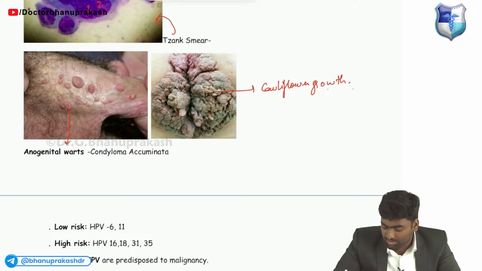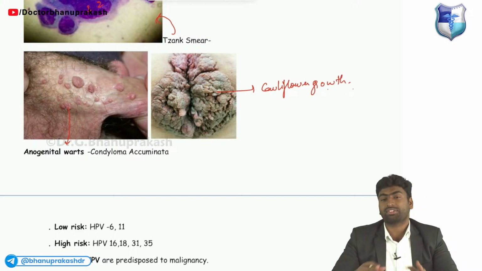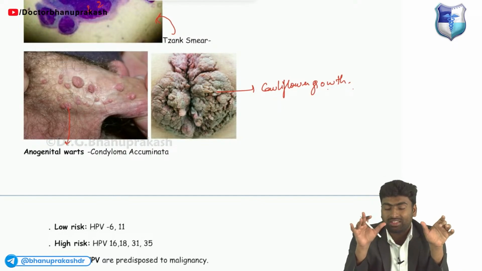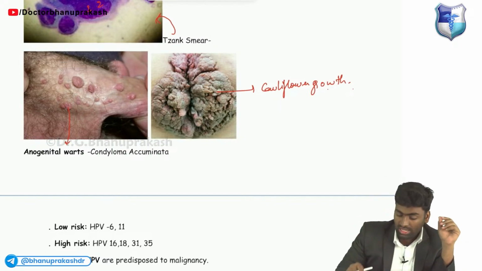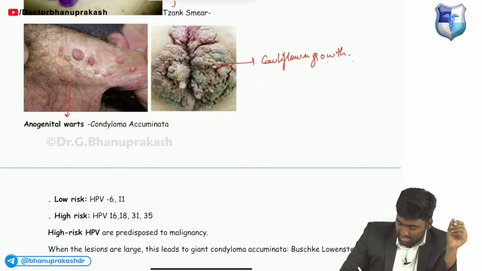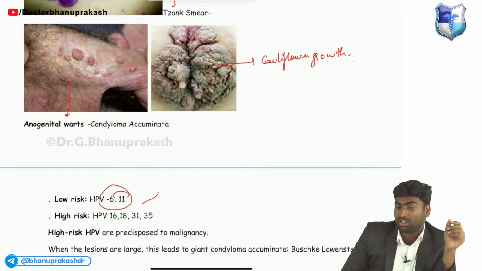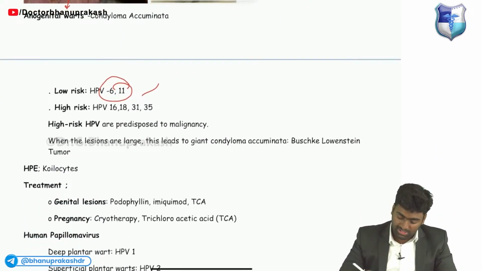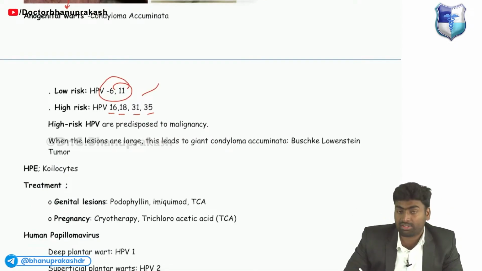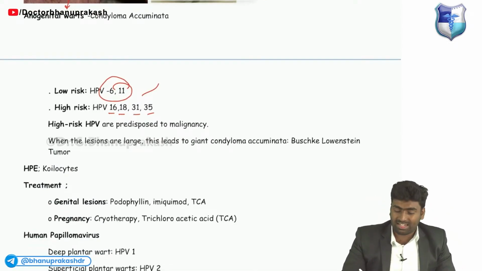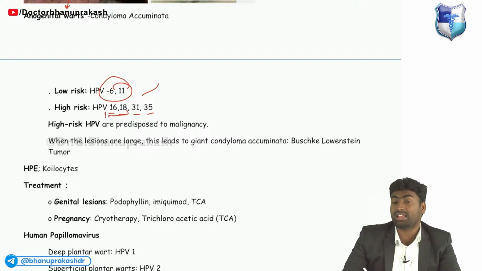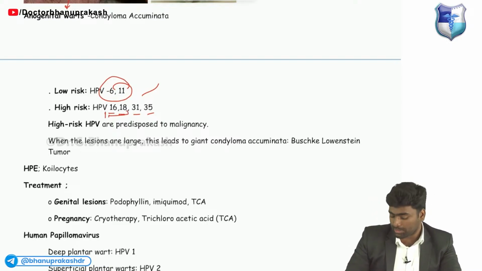It is also the condyloma acuminata, which shows this cauliflower-like growth. Most commonly it will be caused by HPV 6 and 11, whereas high-risk HPV, which includes 16, 18, 31, 35, will cause cancer. Especially 16 and 18 are responsible for cervical cancer.